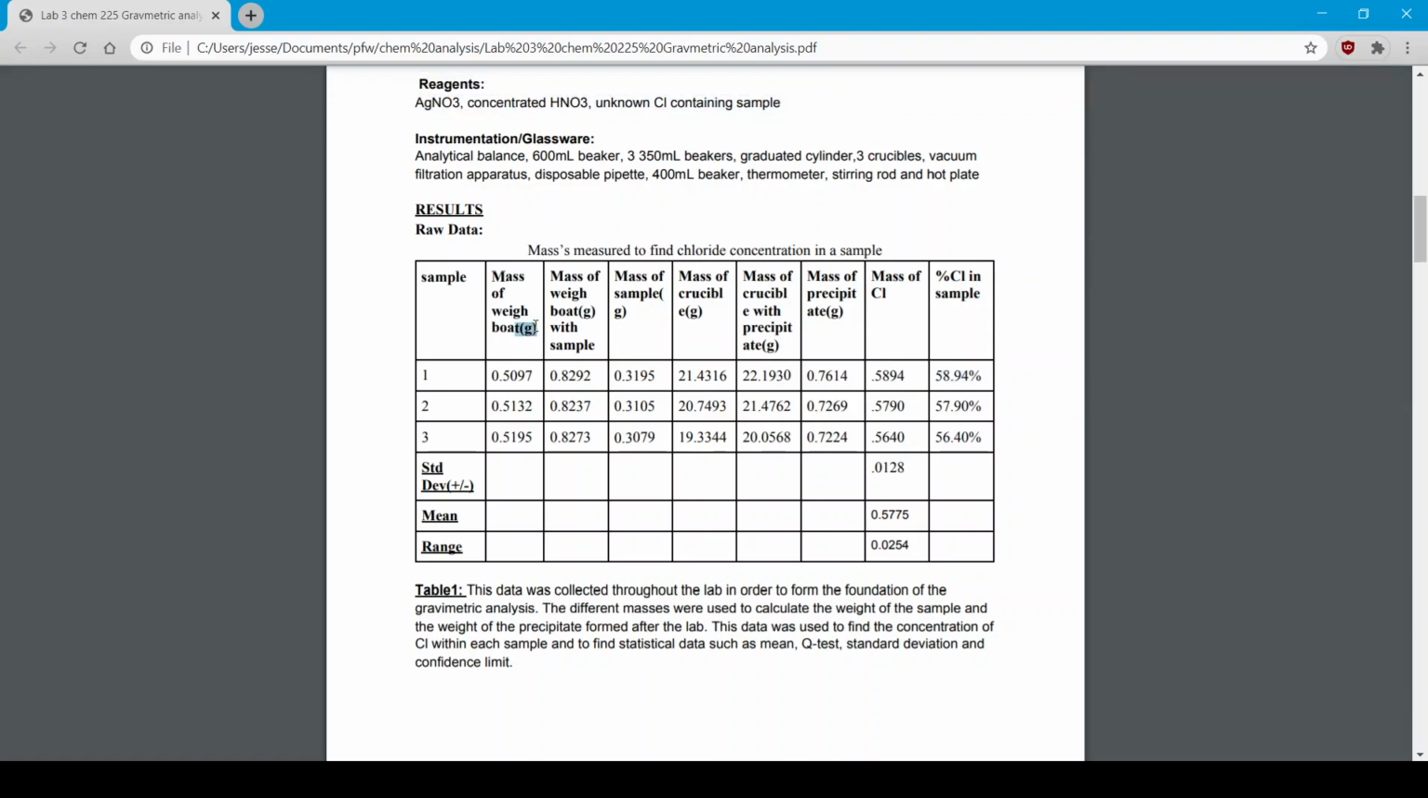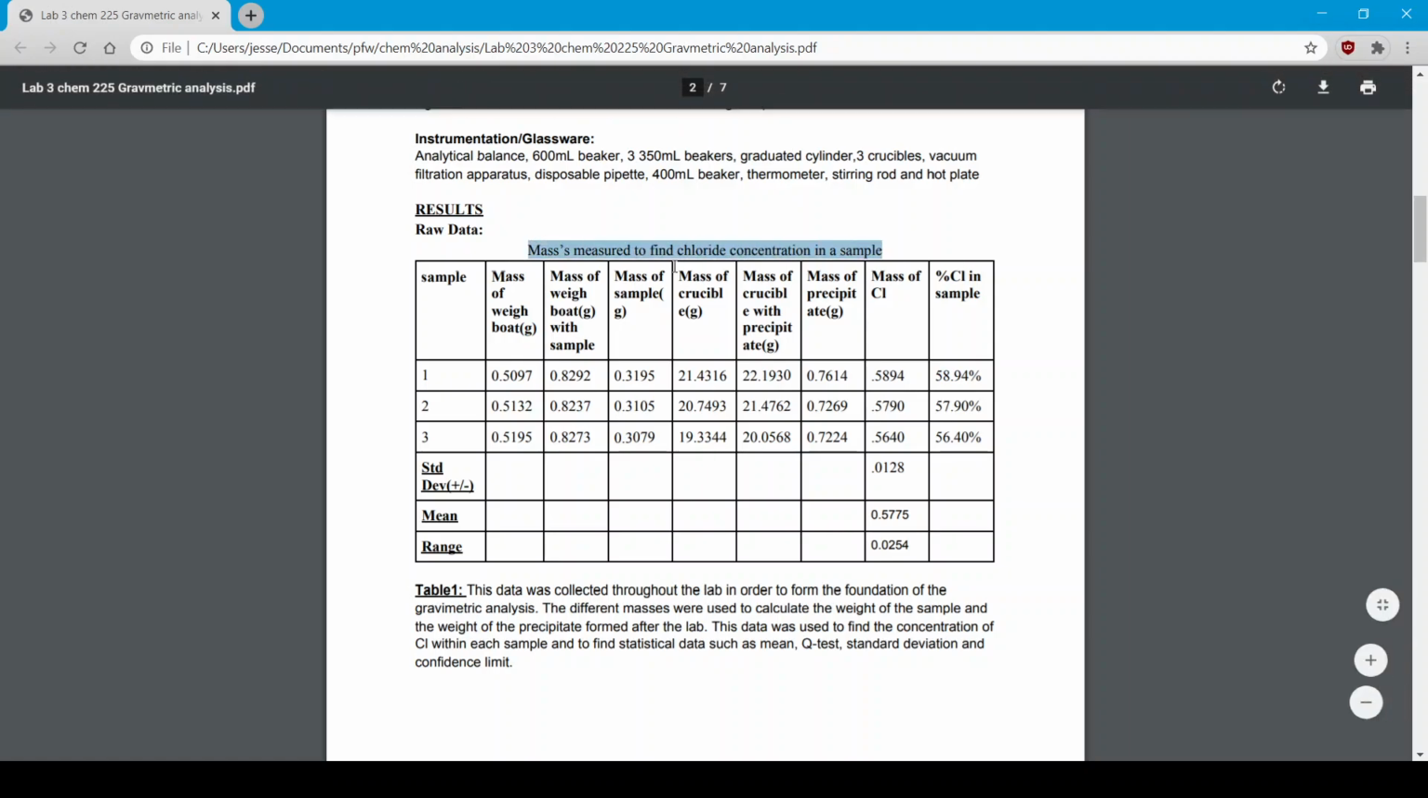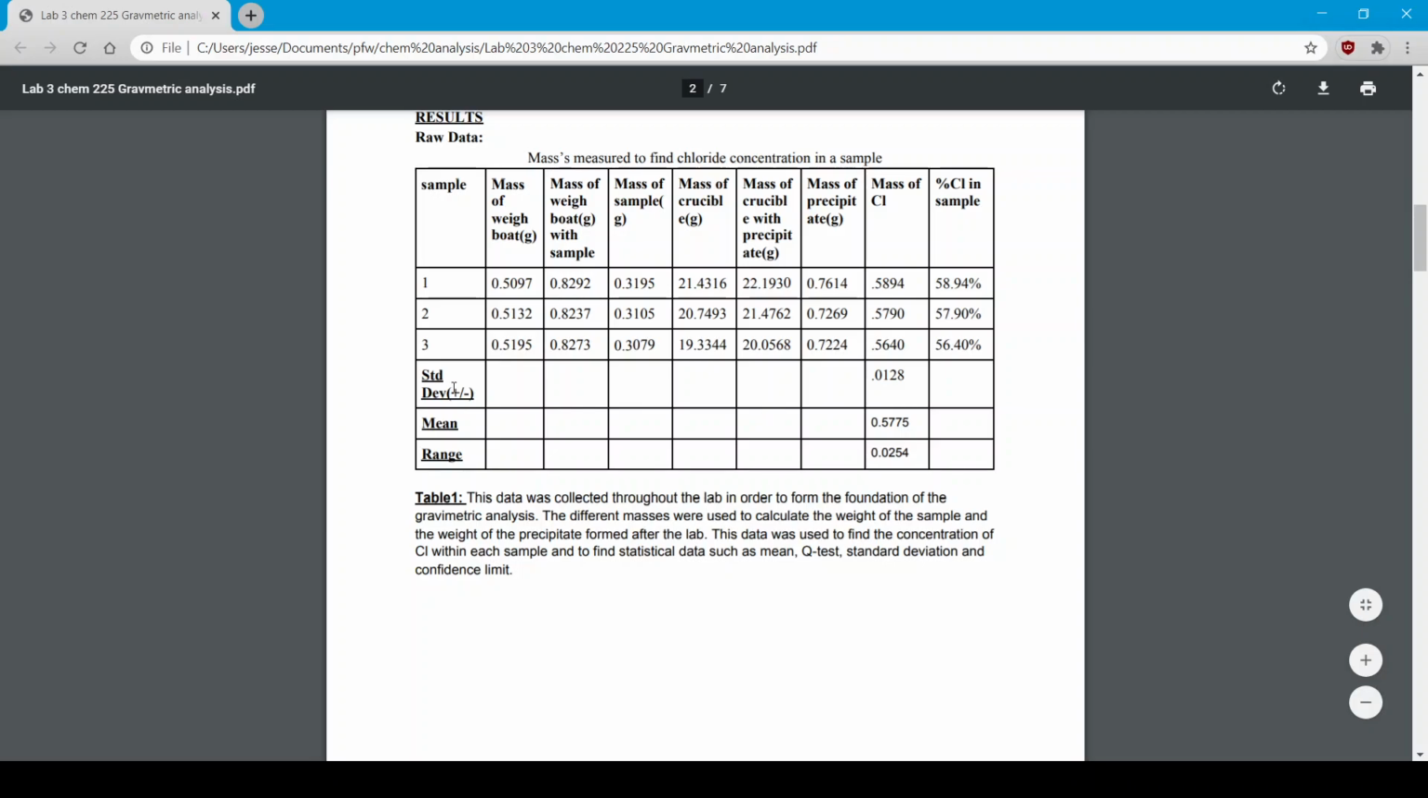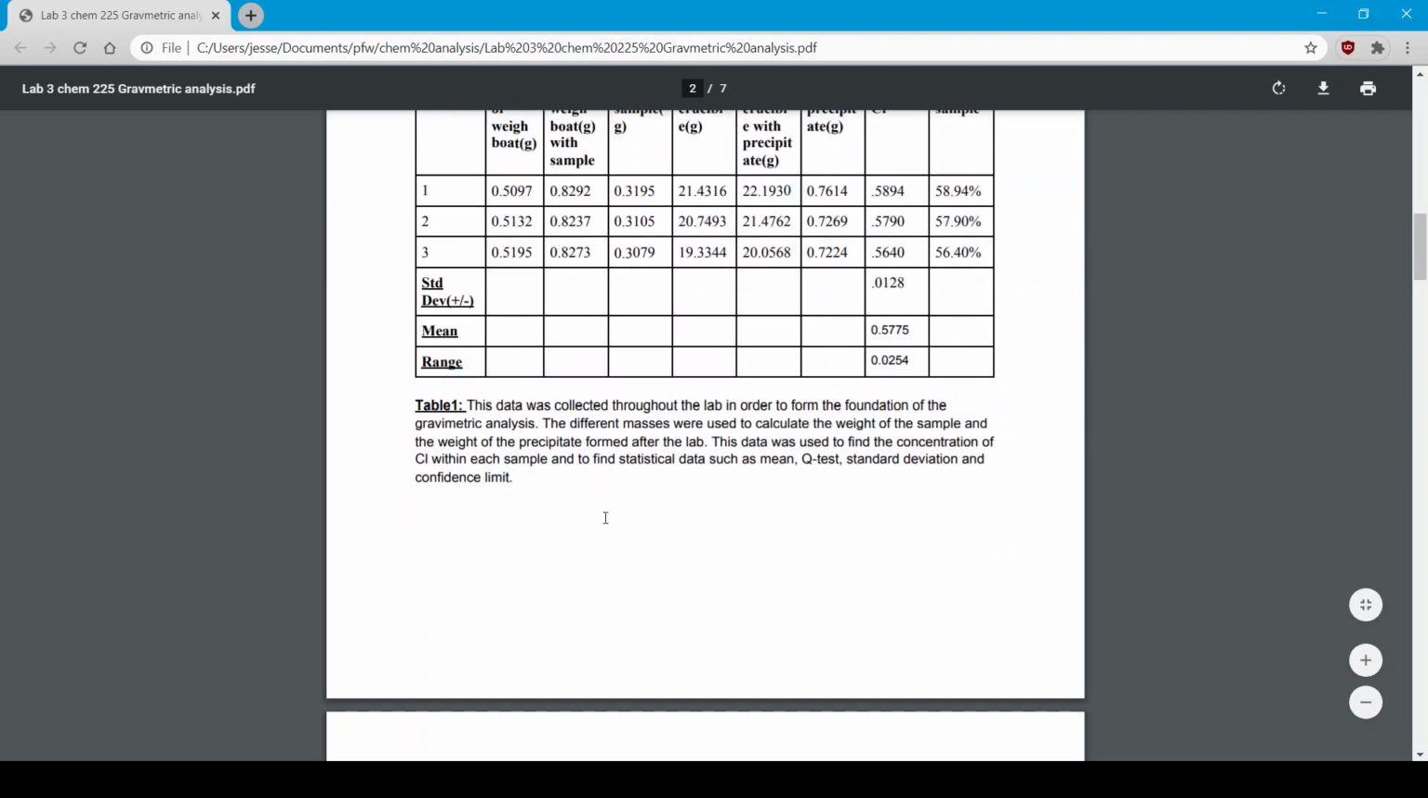So remember, we have units, we have a title for the graph, we have labels. We also did important calculations for gravimetric analysis, such as standard deviation, mean, and range, which we will use to perform Q-tests, which is essentially a mathematical calculation to discover whether or not any of these data points are outliers and should be used in the rest of the calculation.